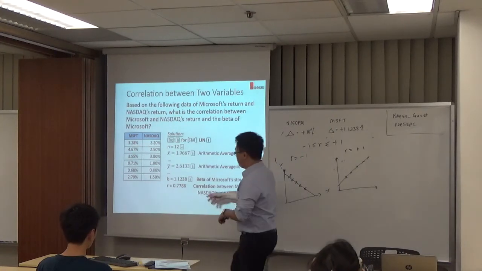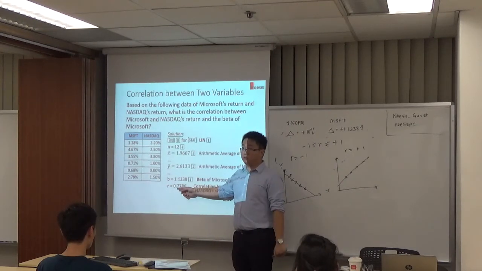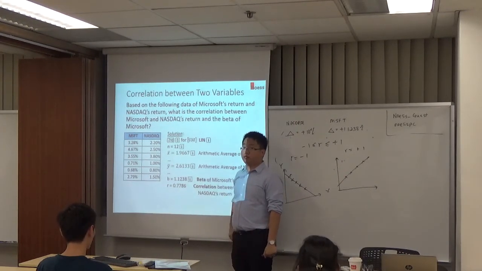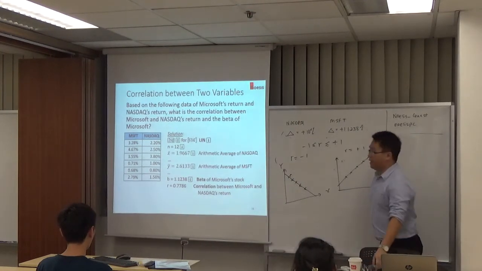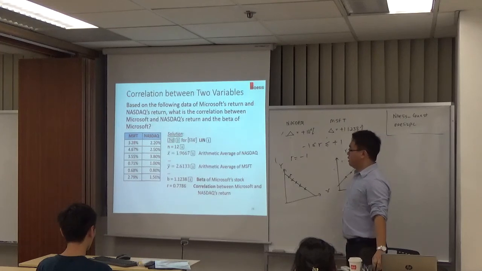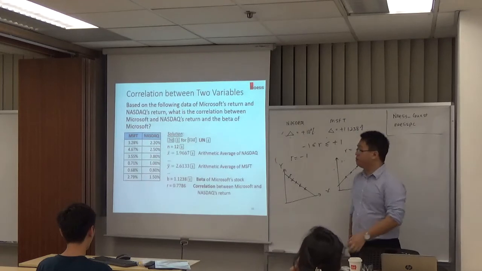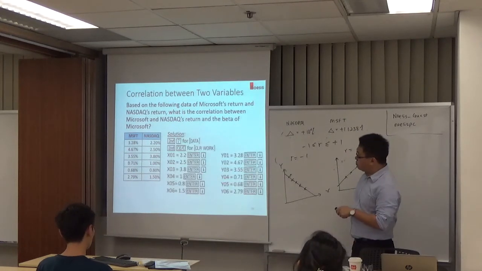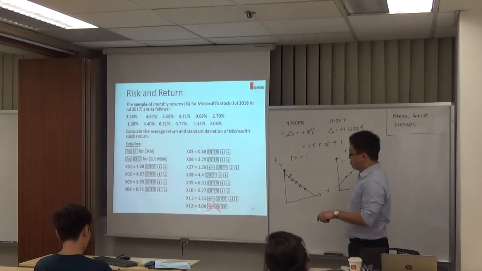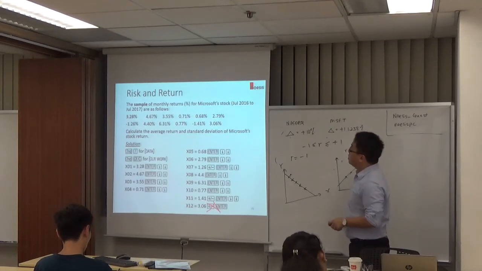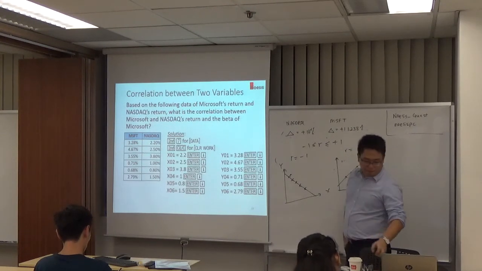So we see a very strong positive correlation between Microsoft and Nasdaq here because it's very close to 1. So these are the things that you roughly need to know for your exam. Besides that, anything to do with correlation, you don't really need to memorize the formula. So that's basically all for the financial calculator workshop.